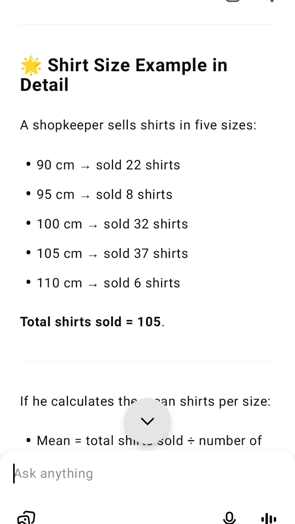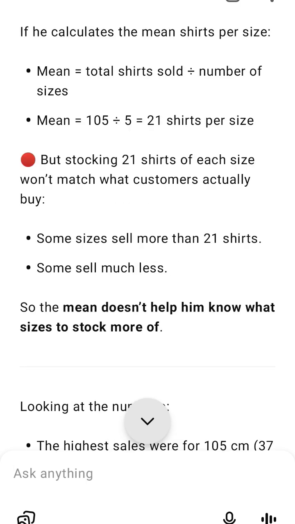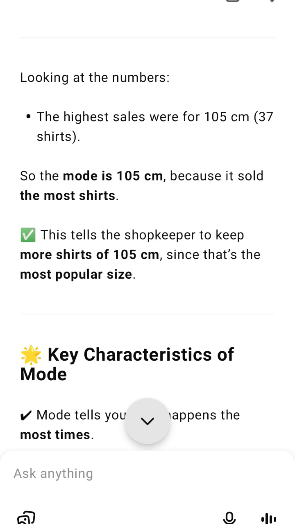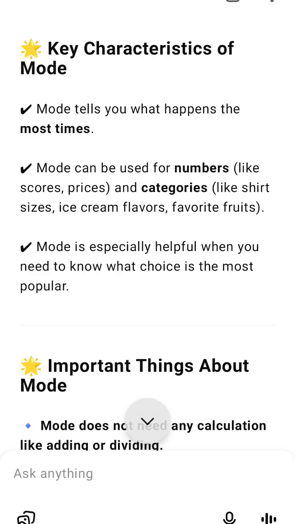Mean equals 105 divided by 5, which equals 21 shirts per size. But stocking 21 shirts of each size won't match what customers actually buy. Some sizes sell more than 21 shirts. Some sell much less. So the mean doesn't help him know what sizes to stock more of.